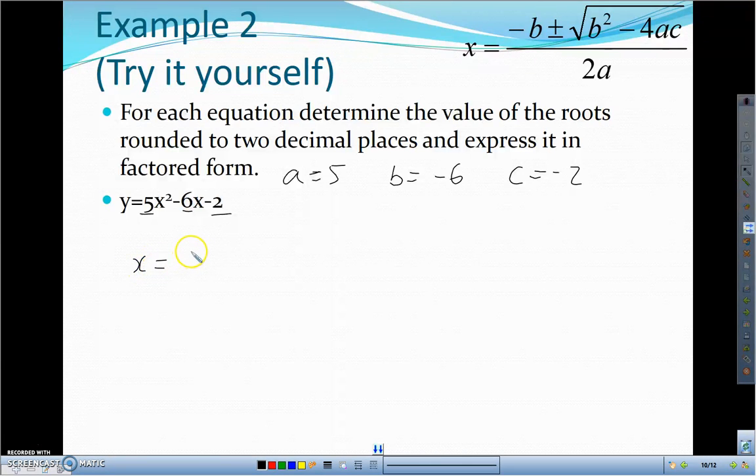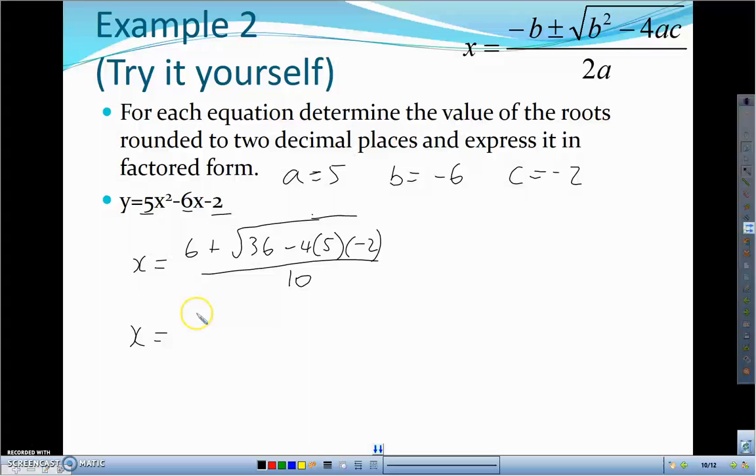X is equal to negative b, which is going to be 6, plus or minus the square root of b squared, which is 36. That's 6 squared, minus 4 times 5 times negative 2, all divided by 2 times a, which is 10. 2 times 5 is 10. X is equal to 6 plus the square root of, now let's see here, this is where I'm going to use my calculator, and I find out that that is root 76.